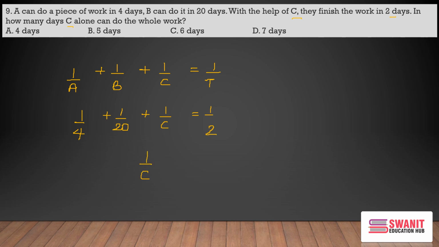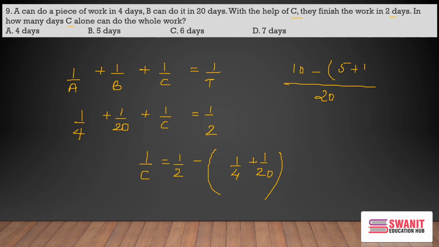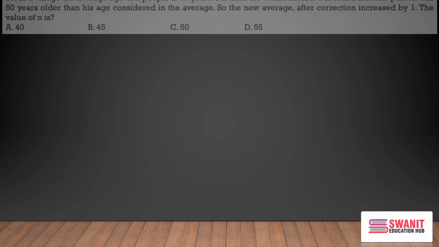So when we solve it, 1/C is equal to 1/2 minus (1/4 plus 1/20). We can take the LCM and solve it further. 20 is the LCM, which gives me (10 minus 5 plus 1), which gives me 4/20, which is 1/5. So 1/C comes out to be 1/5, and therefore we can say that C can complete the work alone in 5 days. That's option number B in this question. Let's look at the next question.